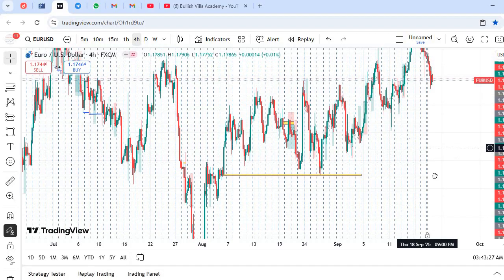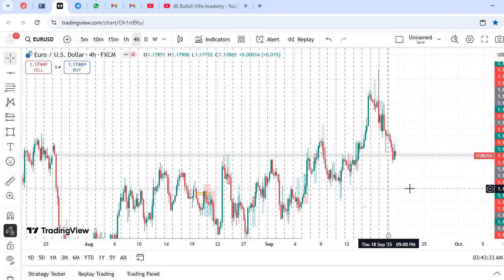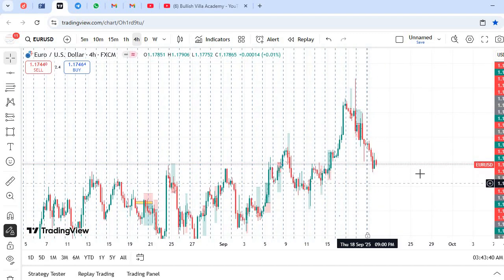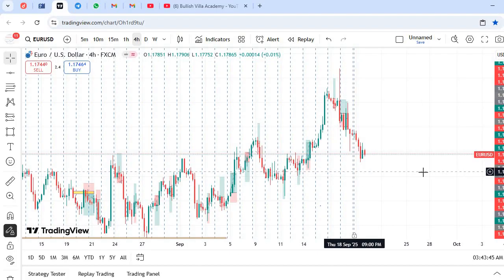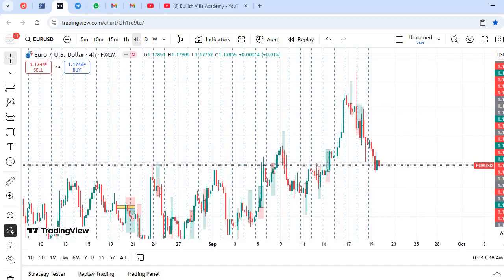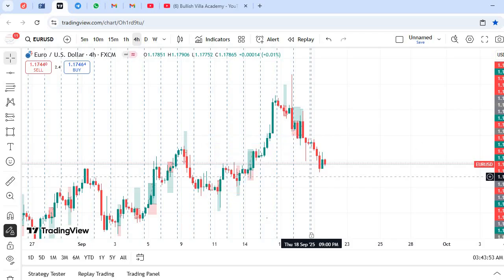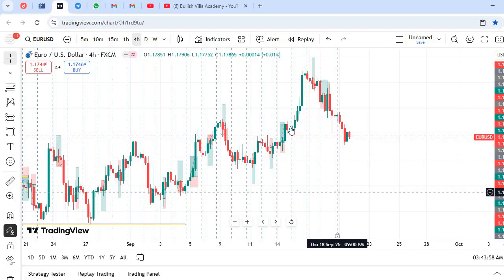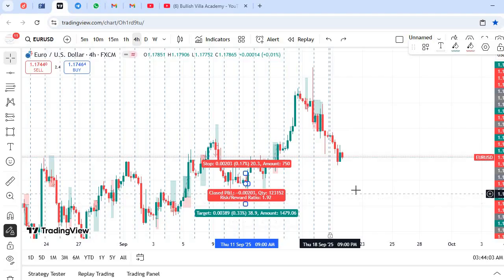Just like we know, we make use of top-down analysis. And what does the top-down analysis say? It says that you start from the higher time frame to have an overview of the direction of the market, and you come down to your lower time frame to look for your point of interest for your entry, so that you can take your trade, whether it's going to be a buy or a sell. So from the higher time frame here, you see that we're having a bullish market.